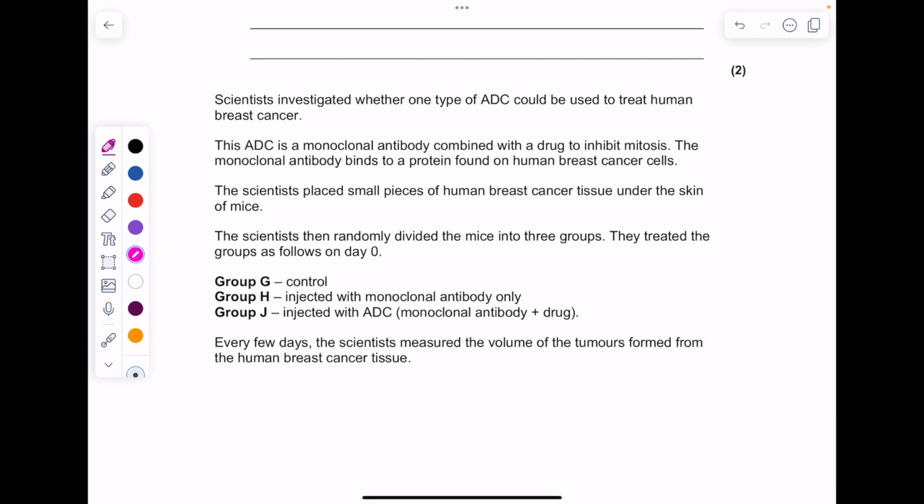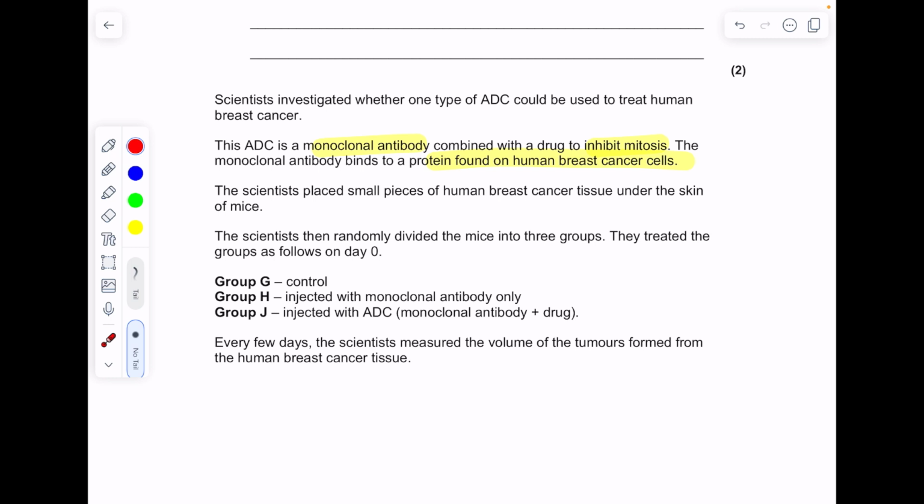Scientists investigated whether one type of ADC could be used to treat human breast cancer. This ADC is a monoclonal antibody combined with a drug to inhibit mitosis. The monoclonal antibody binds to a protein found on human breast cancer cells. That's good, because mitosis is a type of cell division. So if we bind our ADC to human breast cancer cells, then this drug should therefore inhibit mitosis and therefore stop the uncontrolled cell division.